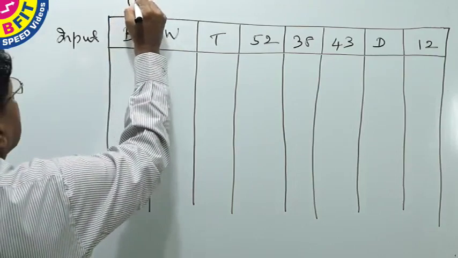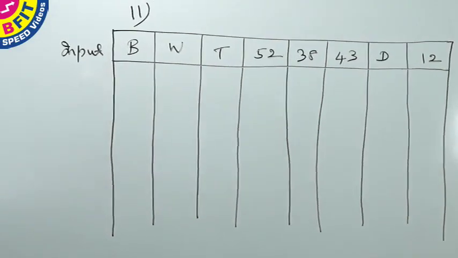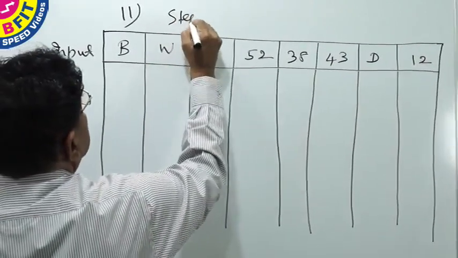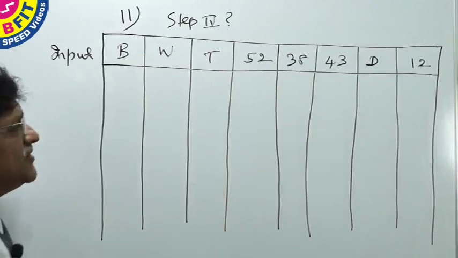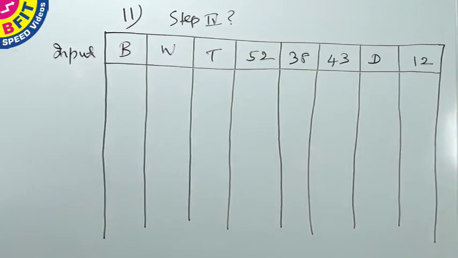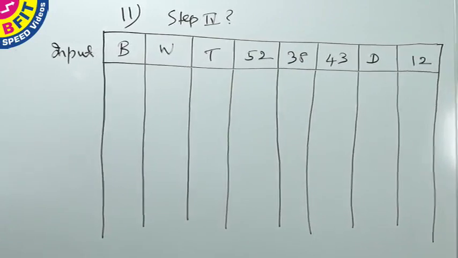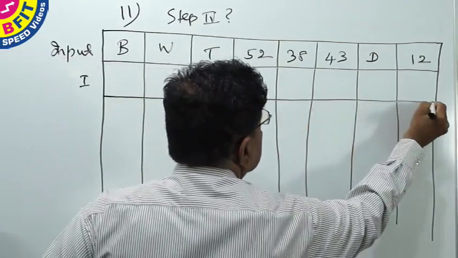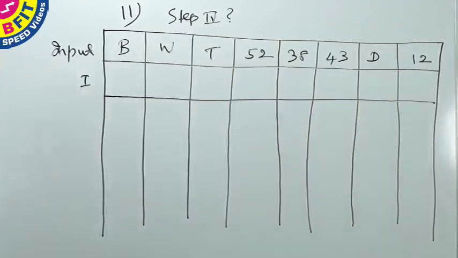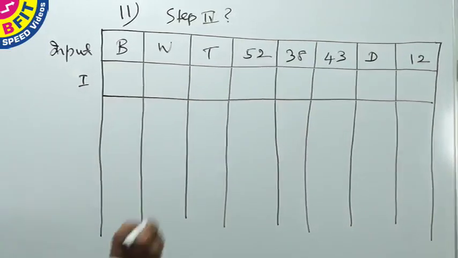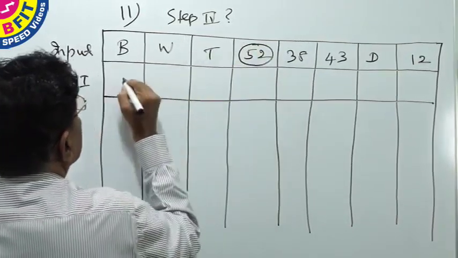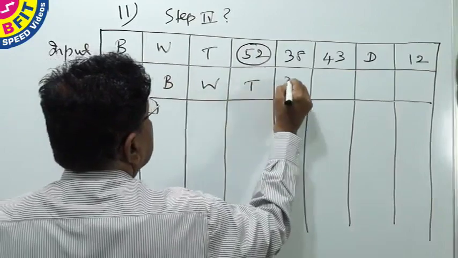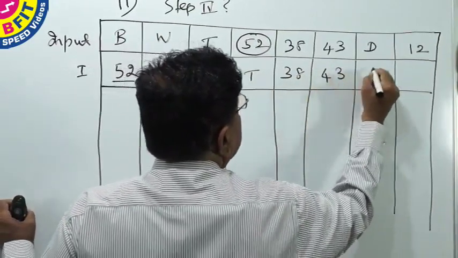Question number 11 is asking us to find out what will be step 4. What is step 4? That is the question. We shall not lose sight of the question, otherwise we will be running haywire. So what is step 4? We shall calculate step 1. What should come? The biggest number should come first. 52. So B, underline it, B, W, T, 38, 43, D, 12.